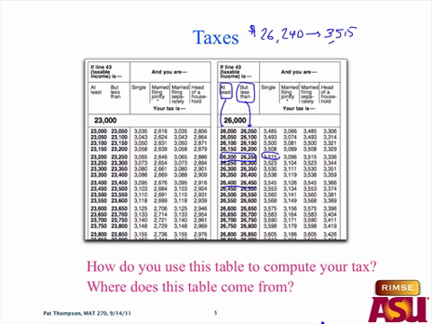Okay, the question is, where does this table come from? Besides Washington, D.C. Mathematically, where do the values computing your tax come from? Mathematically, anybody know?